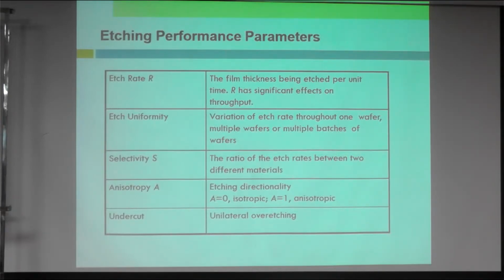So at the center, for example, using dry etching, you might get a good etching rate as intended, but at the edge of the wafer, you might have a lower etching rate. The same goes with spray etching. In a wet etching process, if you are using spray, then the etching rate at the edge, which is far away from the spray nozzle, might be lower. So selectivity is the ratio of the etch rates between two different materials.